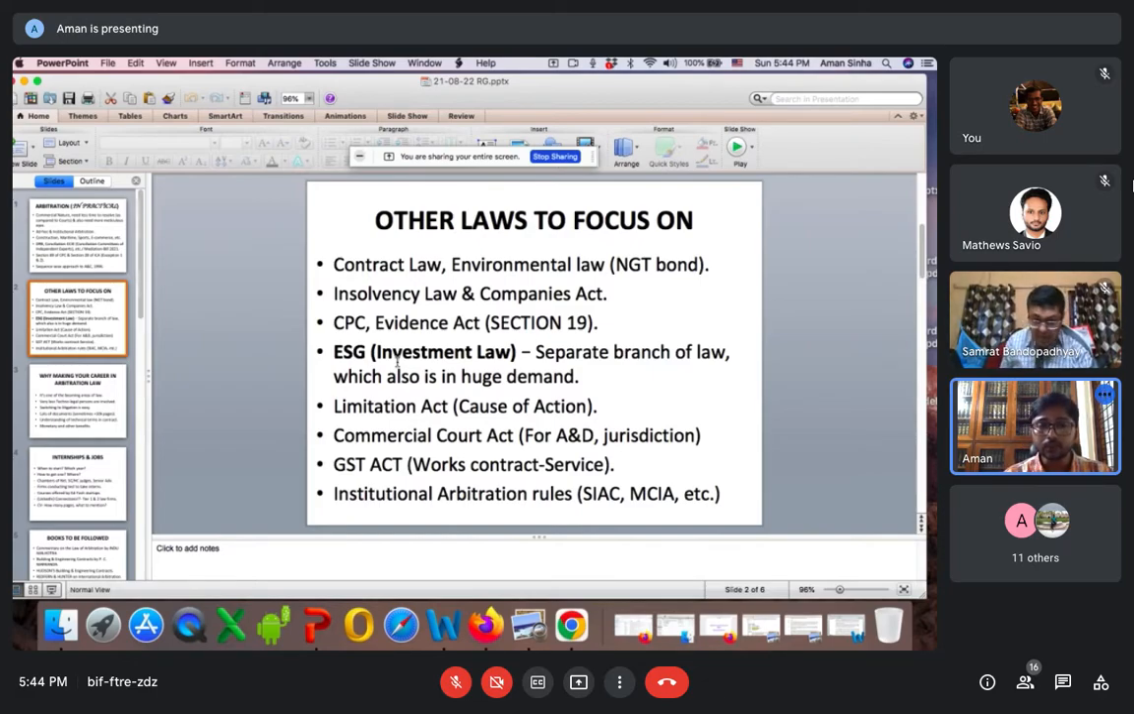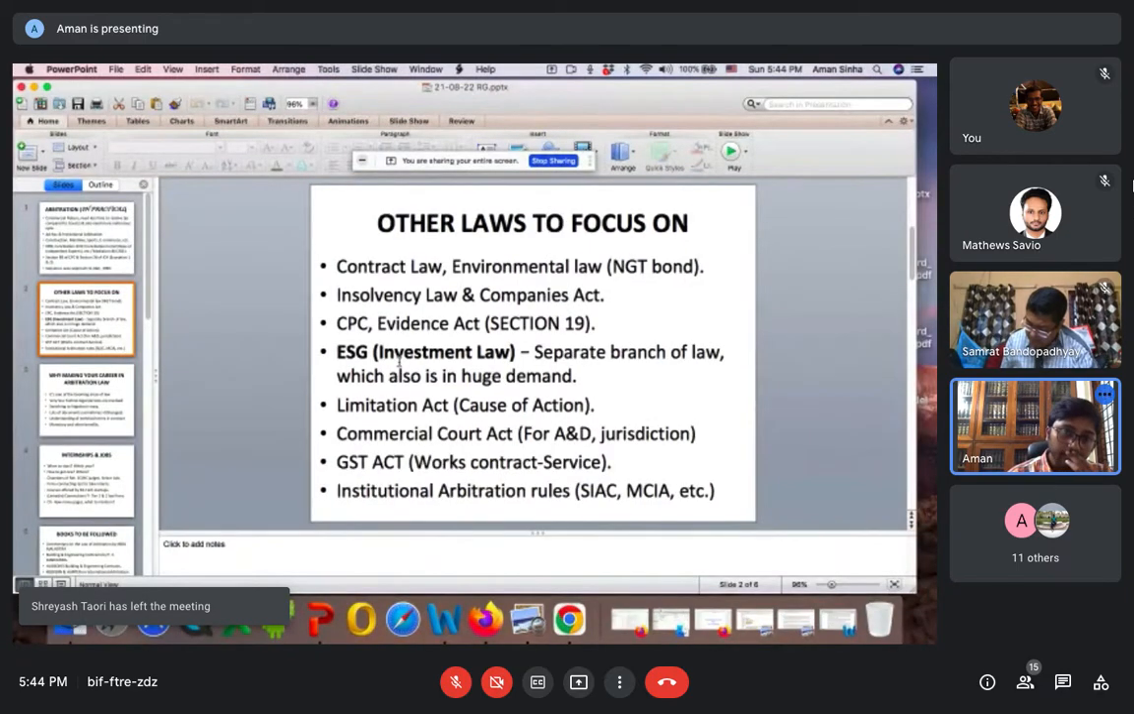So the ESG criteria of that particular company, how liable, how good it is, that ESG rating is now coming into the picture, and is usually looked after by the company. And ESG is nothing but a part of the sustainable development goals. This is a separate branch of law, which again is in very huge demand.